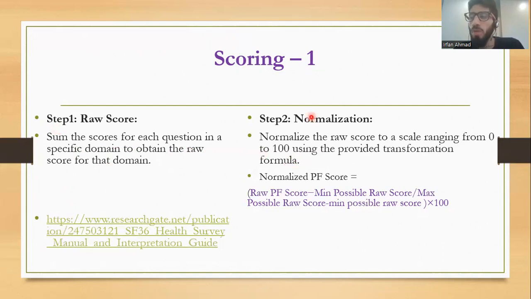Now, how can we do normalization? For normalization, we have the formula. The raw score of the specific domain, for example, the physical function score. The raw score obtained in the physical function domain minus the minimum possible raw score, divided by the maximum possible raw score minus the minimum possible raw score, multiplied by 100. So this is the main formula. You have to keep this in mind, and note it whenever you are dealing with the scoring of SF-36 or WHO brief scoring.